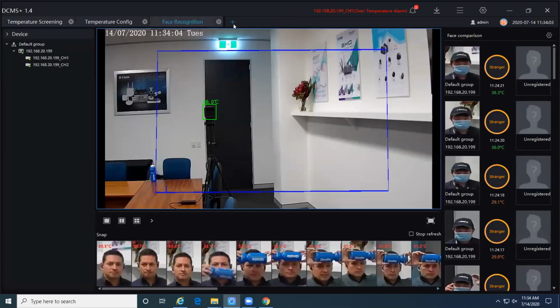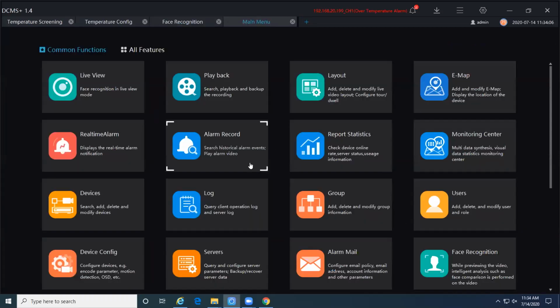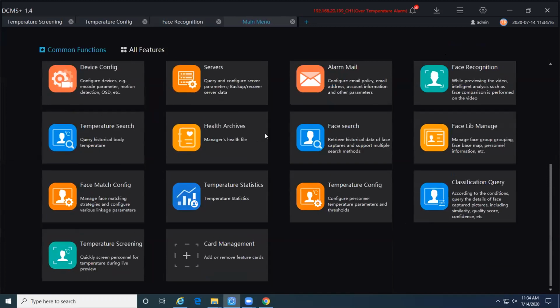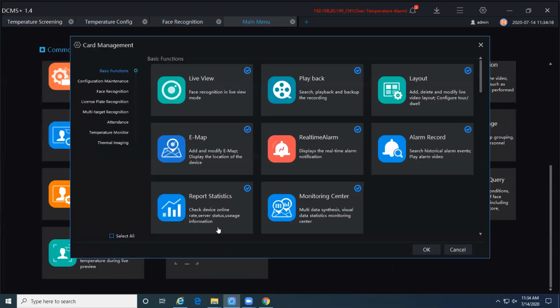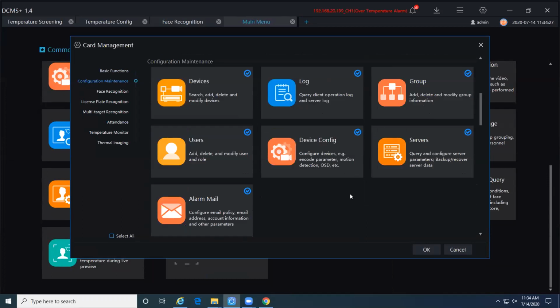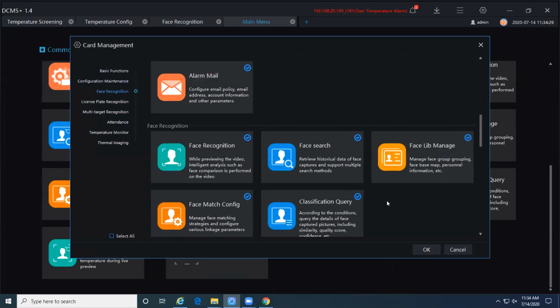Other features in this software include all the settings for alarms. You can send alarm emails. You can set up your servers. This is like your main menu, or a shortcut to all the features of the software, and you can add them to your favorites through that full list of features. There are report statistics, reports on temperature, reports on people, etc. So the software itself is very comprehensive.